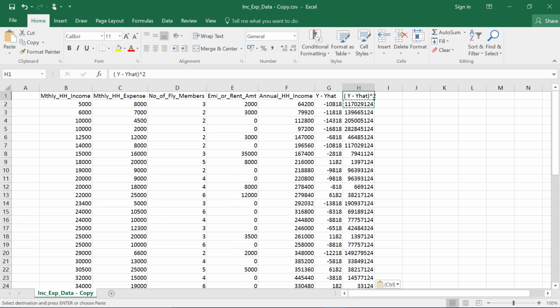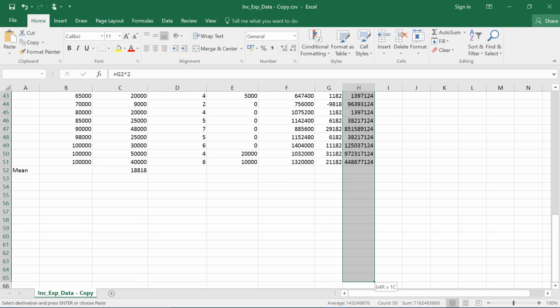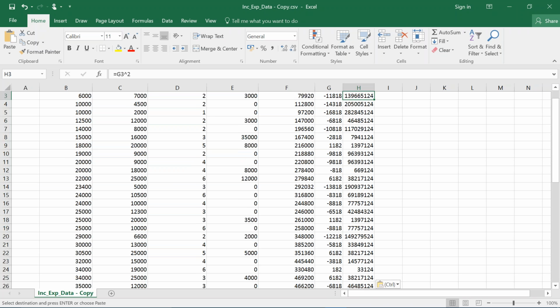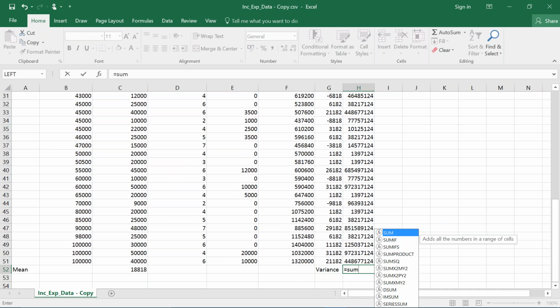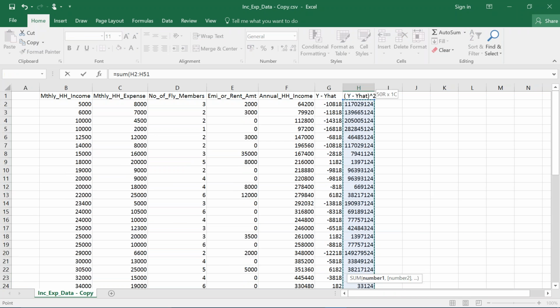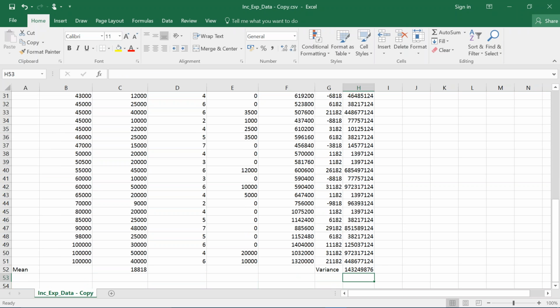This is a square term. What is the formula of standard deviation or variance? Summation of the square terms. So all these square terms summation I have to take. I take summation of all of this, divide by n. So n is how many? 50. So variance is equal to sum divided by 50. So this is variance.